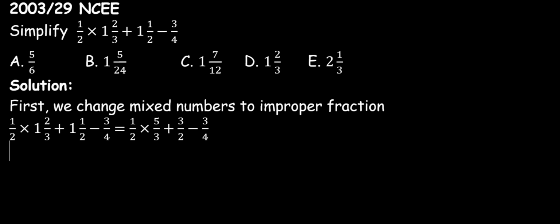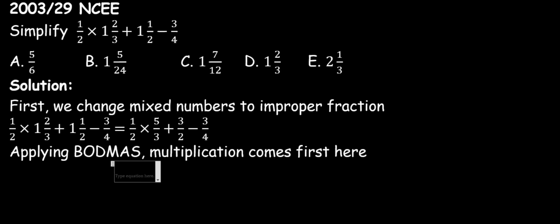What happened here? The second number, the mixed number 1 and 2 over 3, we use 3 to multiply the 1, then plus 2, that gives us 5 over 3. Then in the third case, 2 times 1 plus 1, that gives us 3 over 2. Applying BODMAS, in this case, multiplication comes first. The two items that are multiplying each other are 1 over 2 times 5 over 3. And when that multiplication is done, nothing will cancel out. So we have 5 over 6 plus 3 over 2 minus 3 over 4.